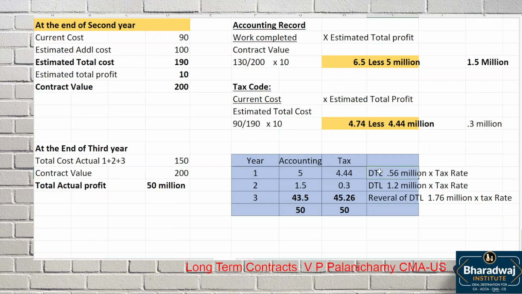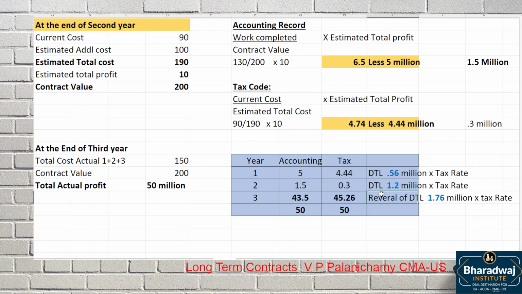Otherwise, in the first year what is the deferred tax liability created? 0.56. In the second year, what is created? 1.2 million. And the timing difference got over in the third year. Timing difference got over in which year? Third year, 1.75 million of deferred tax liability will be closed. So first year you create DTL, second year you create DTL, third year DTL will be closed.